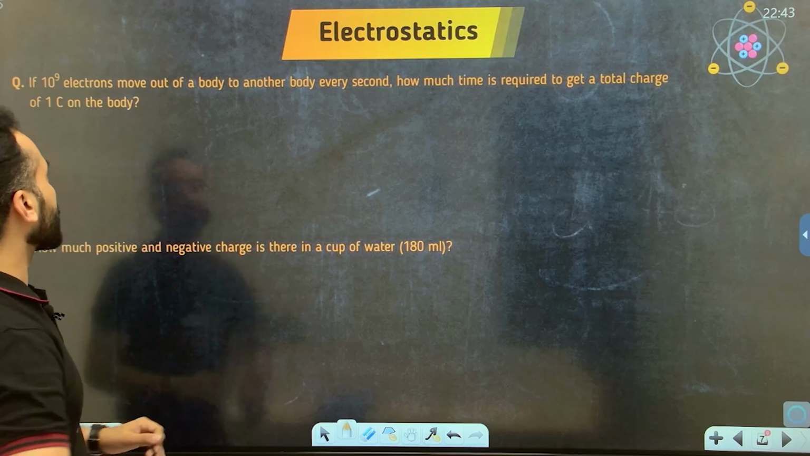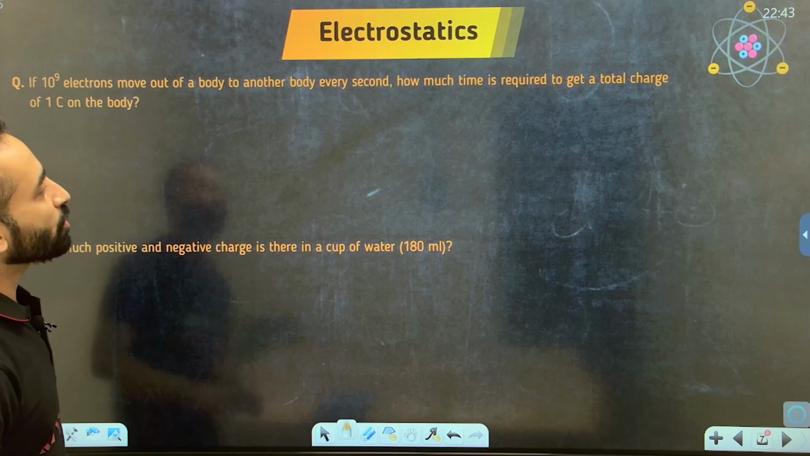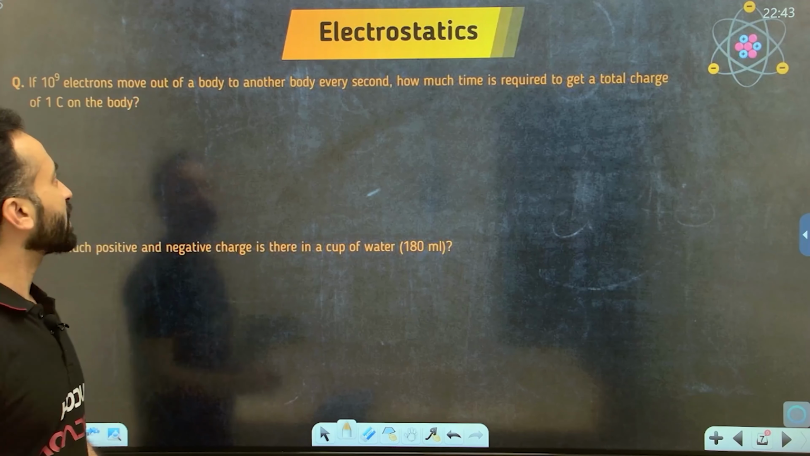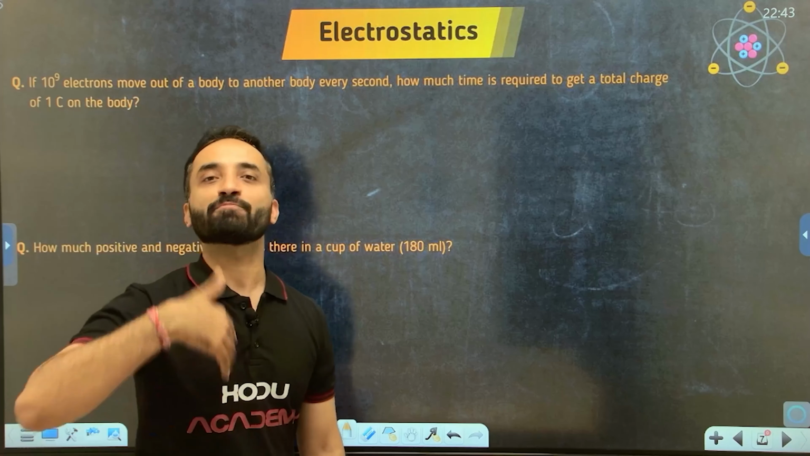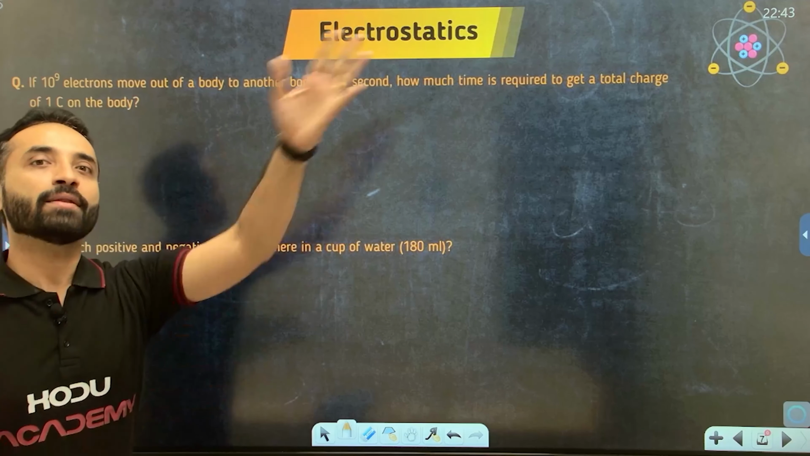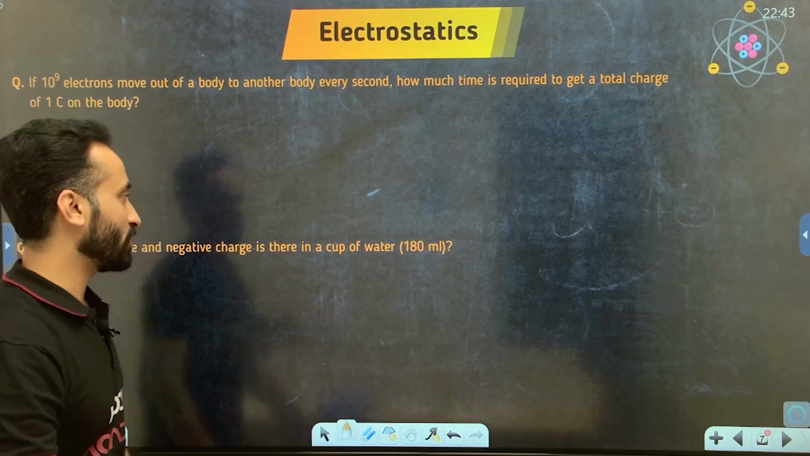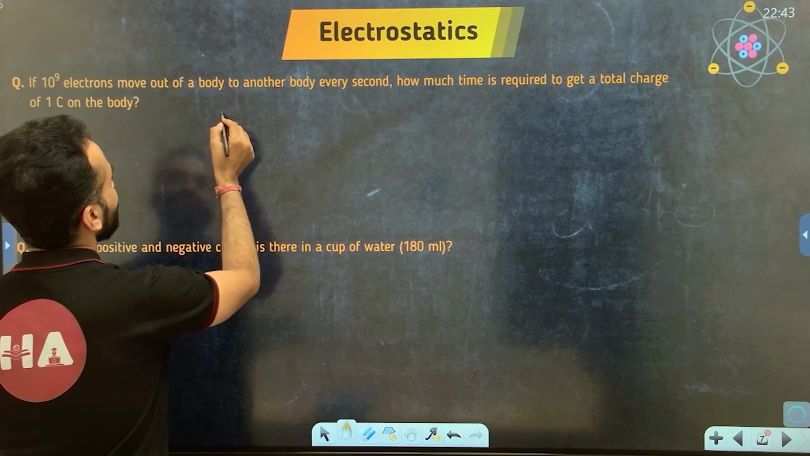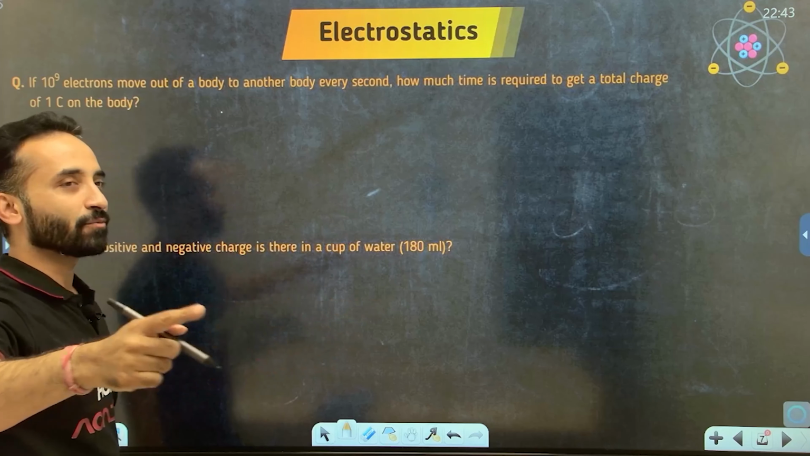This question very quickly: if 10⁹ electrons move out of a body to another body every second, how much time is required to get a total charge of 1 coulomb on the body? This question will make you respect 1 coulomb. Imagine, per second you are taking 1 billion electrons out. So how much time will it take for it to acquire 1 coulomb charge?